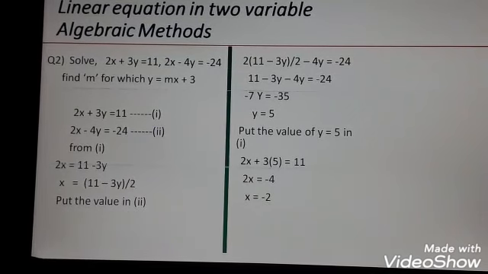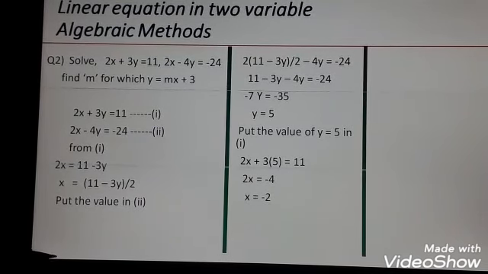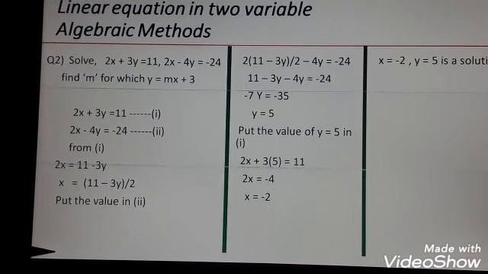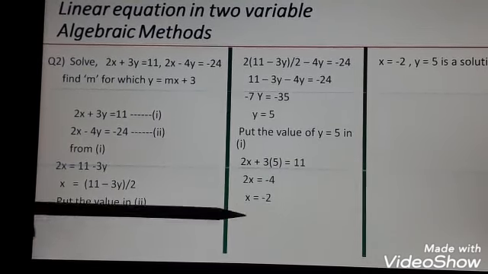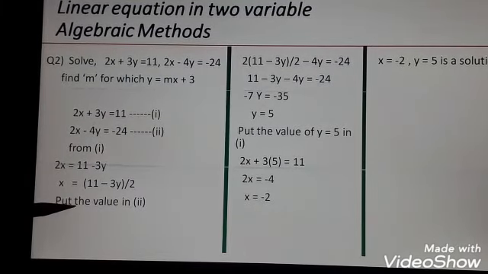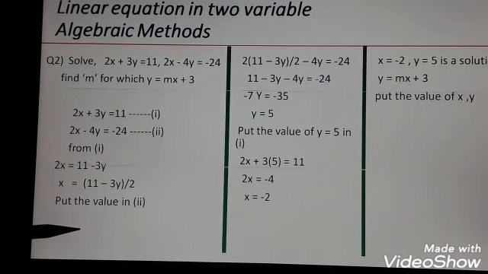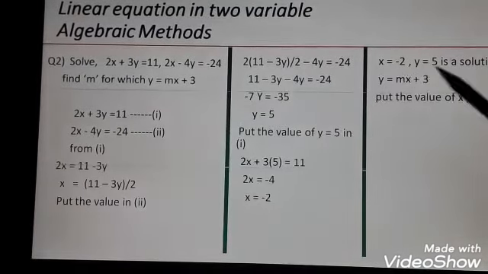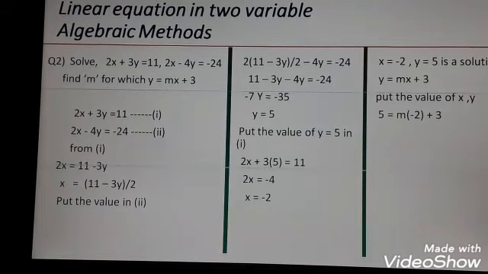Now we have found the values of x and y. Now we'll substitute these two values in the third equation, since x and y are also a solution of the third equation. When you substitute the values, in place of y you write 5, in place of x you write minus 2, and simplify. You'll get the value of m as minus 1.